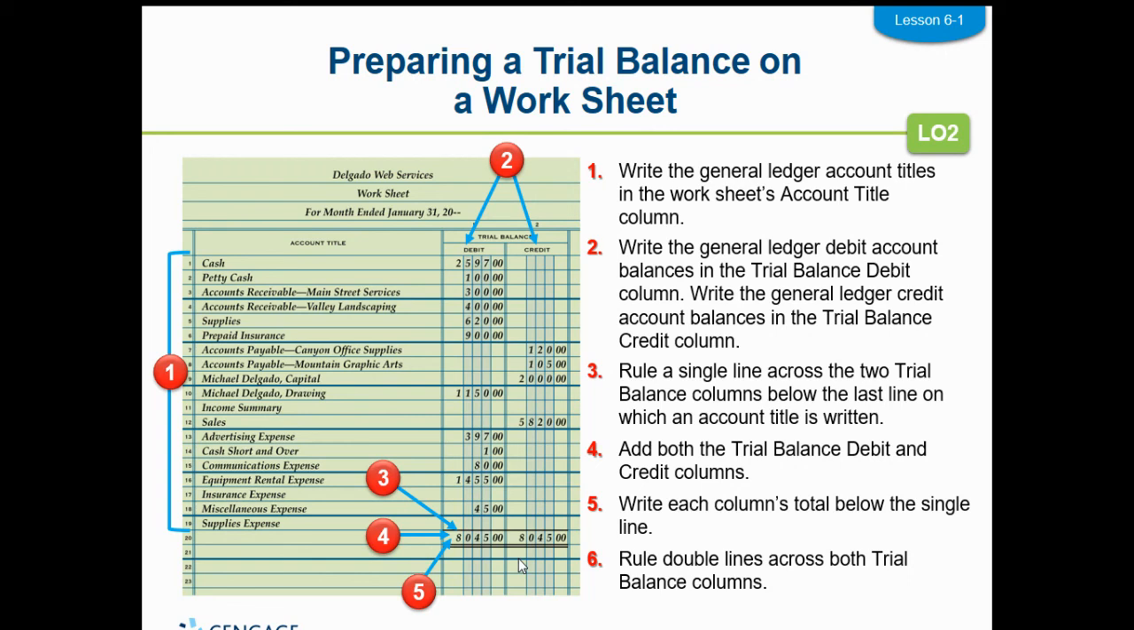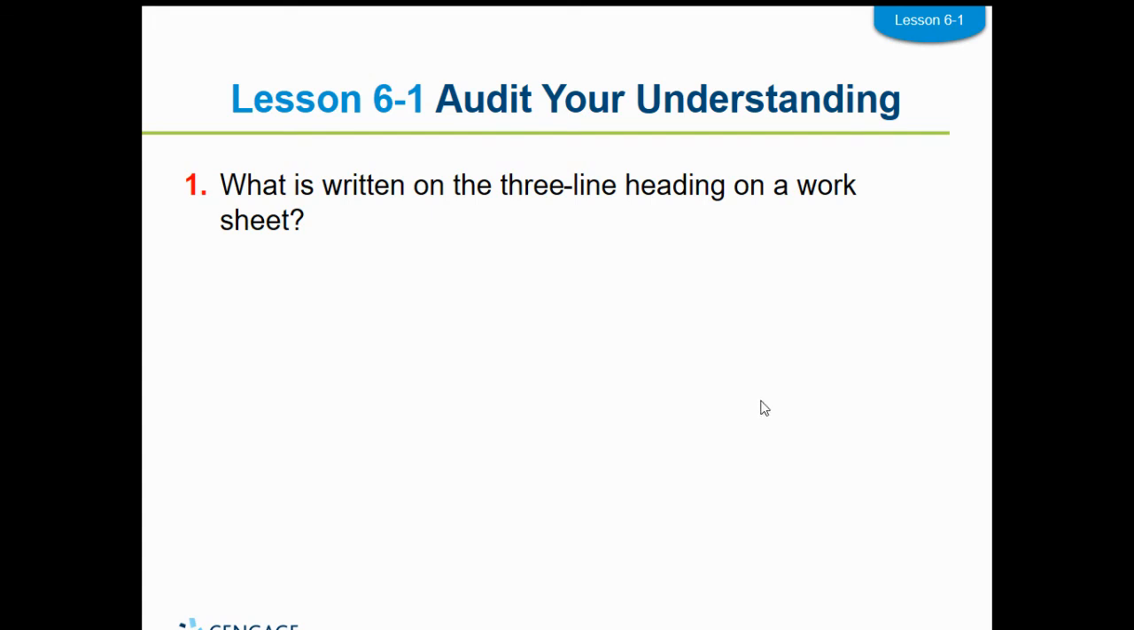If these don't balance out, you have to go back and look through all of your ledgers and make sure you copied the amounts down correctly. If you did, then you're probably going to have to go back through your journals and look for transactions and try to figure out where your errors are. And that is the end of lesson 6.1, on starting how to do a worksheet.